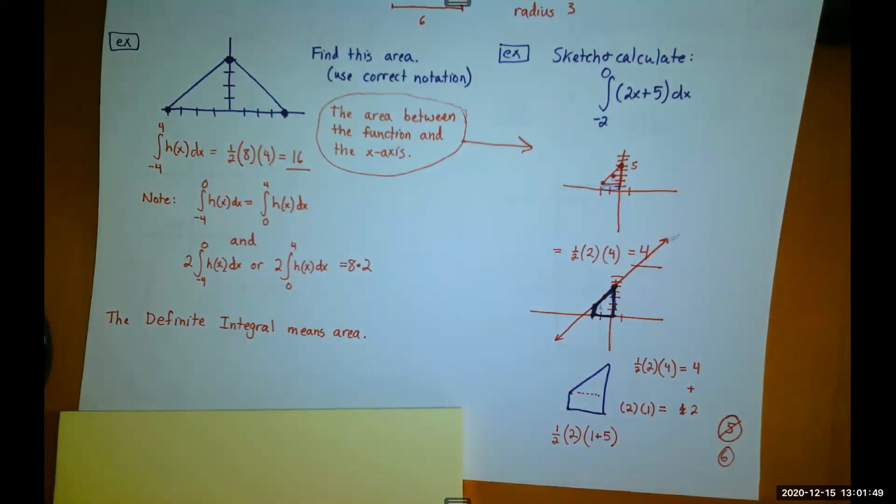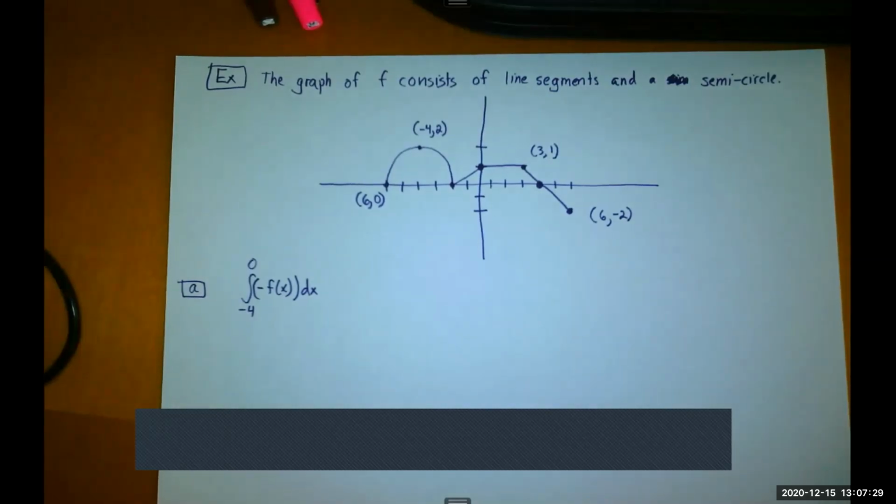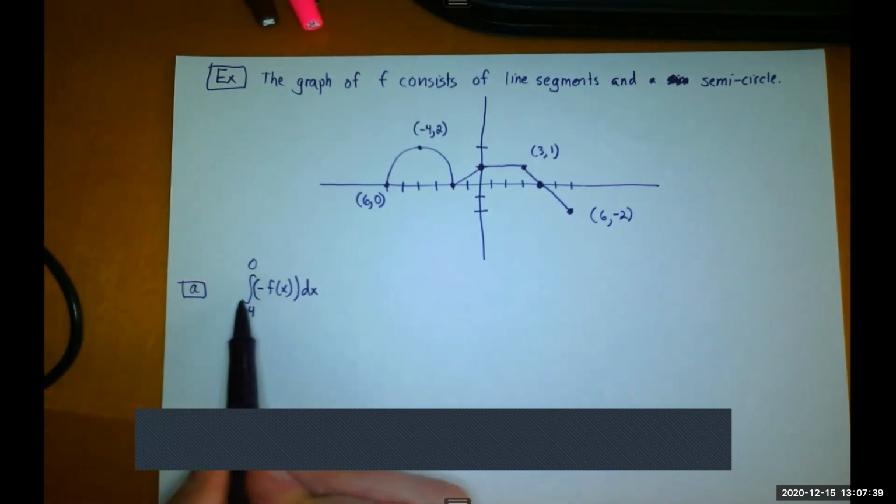And this is where I'm going to pause again. Okay, so make sure you got all this written down. Pause the recording if you need to. We're going to look at this function f, which is line segments and a semicircle, 4 different ways. The first way is right here.